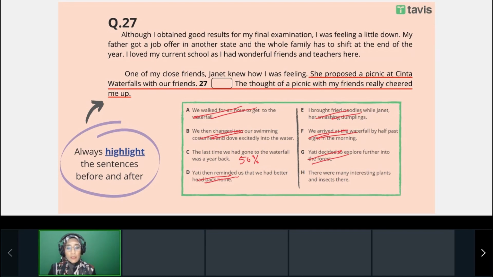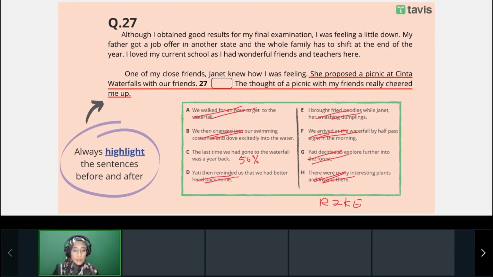There were many interesting plants and insects there. This part tells me that it's most suitable for the content as well. And this one should be after they explore the forest or after they explore the whole waterfall, right? Therefore, we cross it out. What are we doing now?